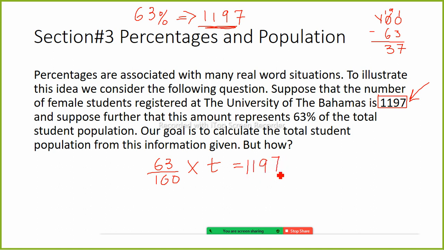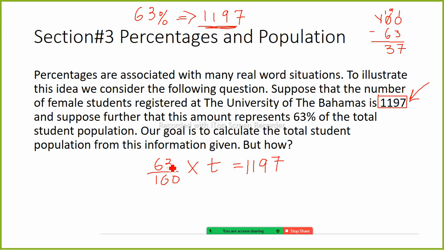That's 1,197. So essentially, in order to solve this question, you have to solve for t. Because 63 over 100 multiplied by the total is going to give you the amount of girls. But we already know the amount of girls is 1,197. So what you're going to do is take 63 divided by 100 and multiply it by t, the total. We don't know what it is, we're trying to figure that out. And equal it to 1,197.